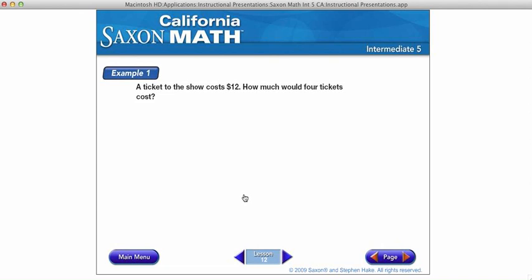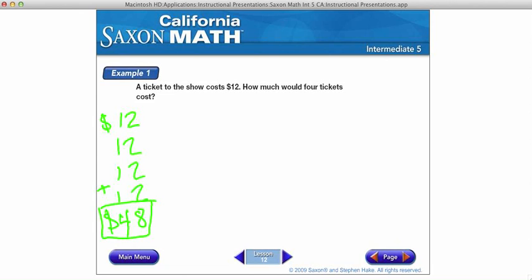A ticket to the show costs $12. How much would 4 tickets cost? Well, I could add 12 plus 12 plus 12 plus 12 dollars. 2, 4, 6, 8. 1, 2, 3, 4. Bring down my dollar sign, and I get $48 by adding it up. But that takes a while.